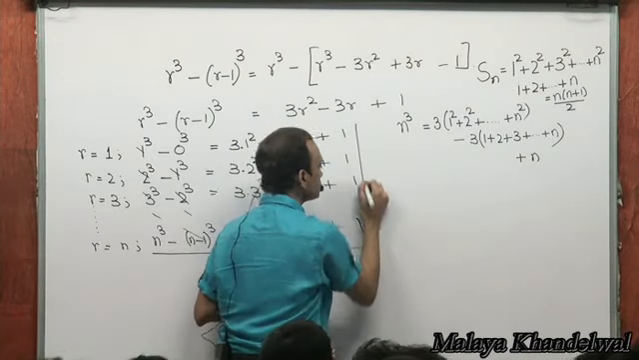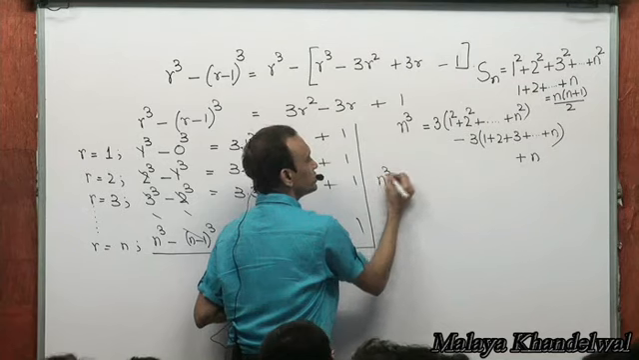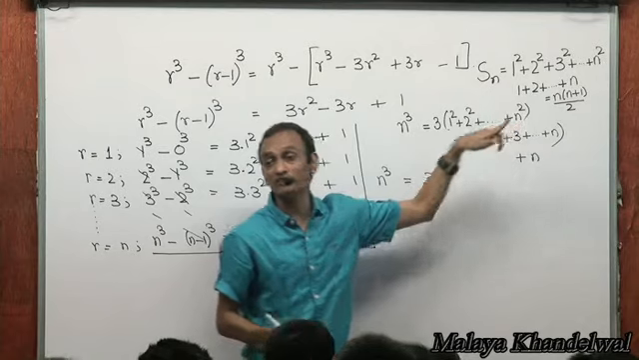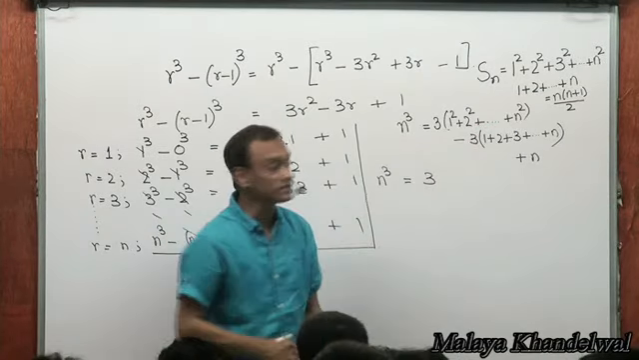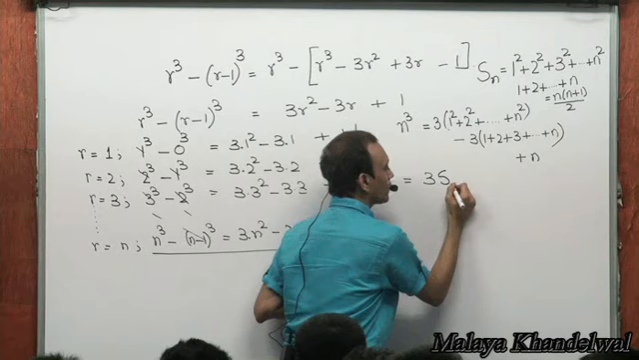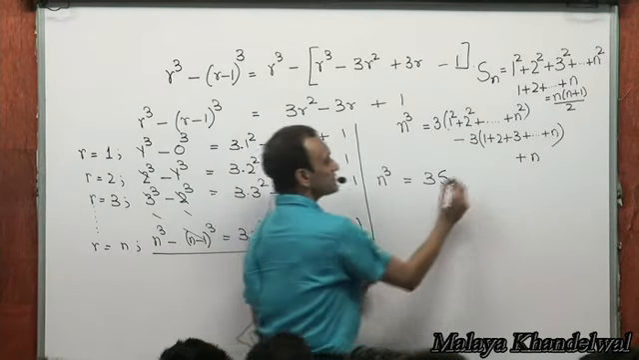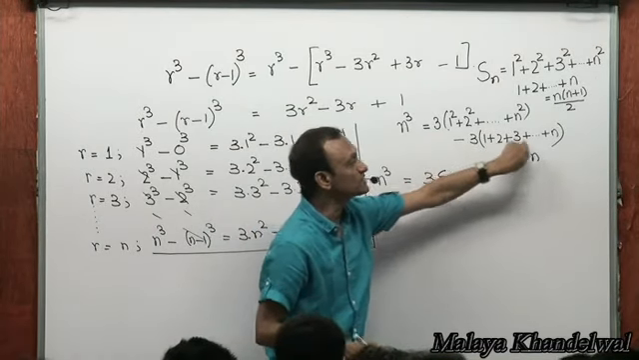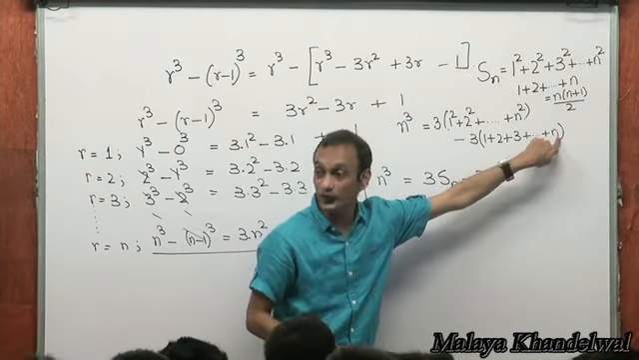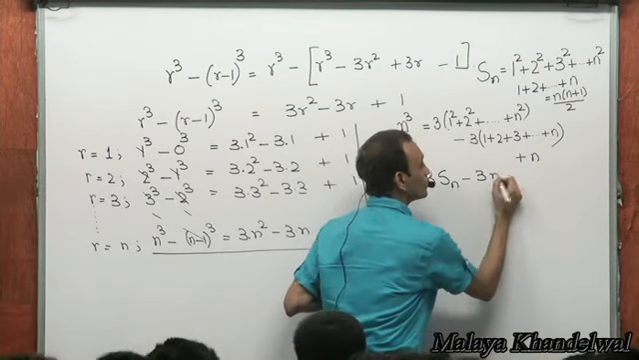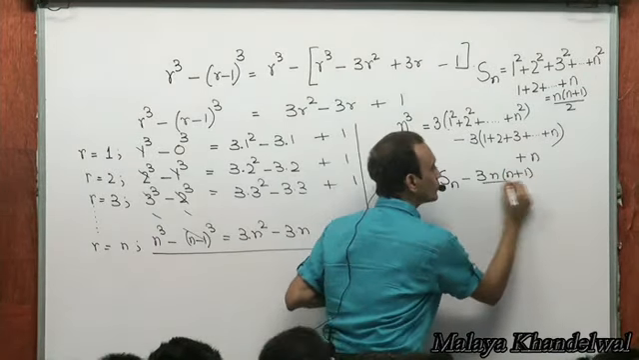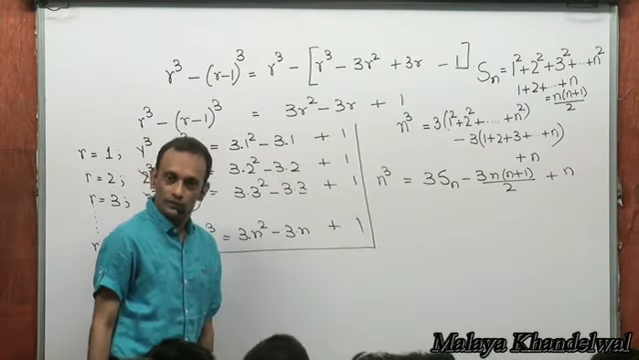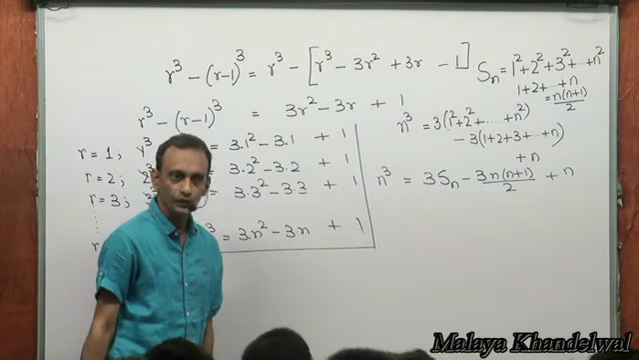So then n cubed equals 3 times (1 squared plus 2 squared plus up to n squared), which is the sum of the first n natural numbers, minus 3 into (1 plus 2 plus 3 plus up to n), which is n into n plus 1 by 2, plus n. Right? Yes or no?